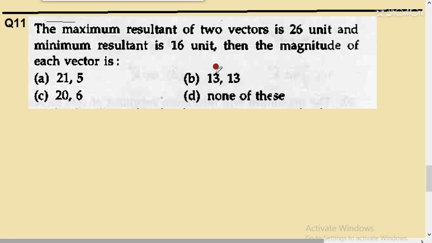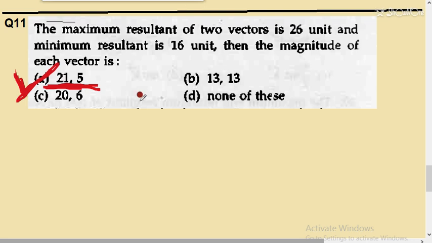For option number B, the maximum value can be 26, but the minimum value is 0, because 13 minus 13 is 0. Option C has the minimum value 14, but option number A has the minimum value of 16 and the maximum value of 26 also. 21 plus 5 is 26 and 21 minus 5 is 16. So option number A, students, is the right answer.